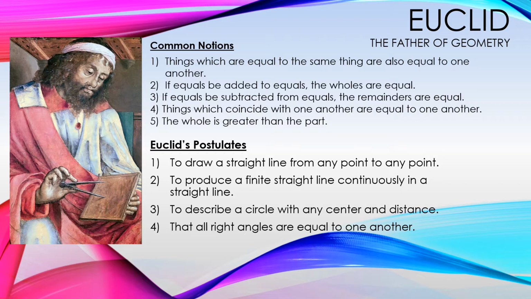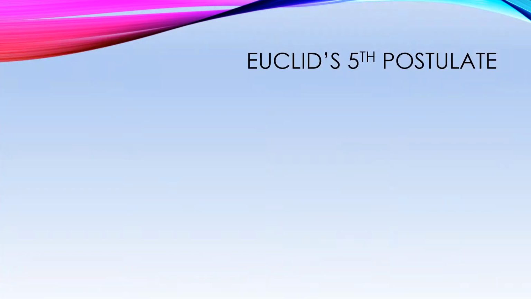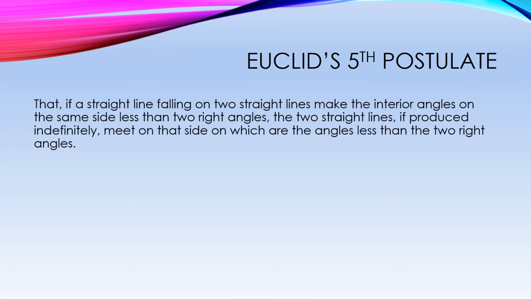No one ever questioned the common notions or axioms which are true for all areas of mathematics and not just geometry. His first 4 postulates are also considered affirmations of truth. They are simple and concise and easily observed. However, Euclid's 5th postulate caused some debate. What makes Euclid's fifth postulate so different? Well, let's take a look. Even before reading it, we can see it is much more complicated than the first four postulates and axioms.